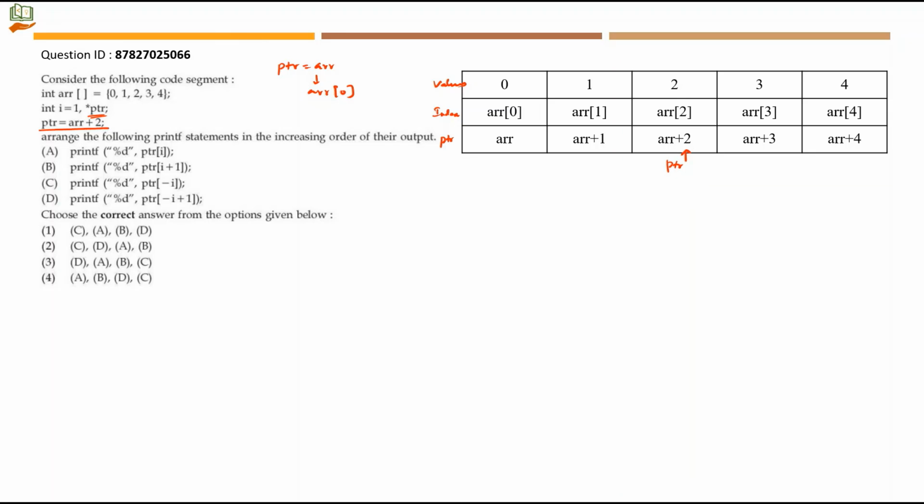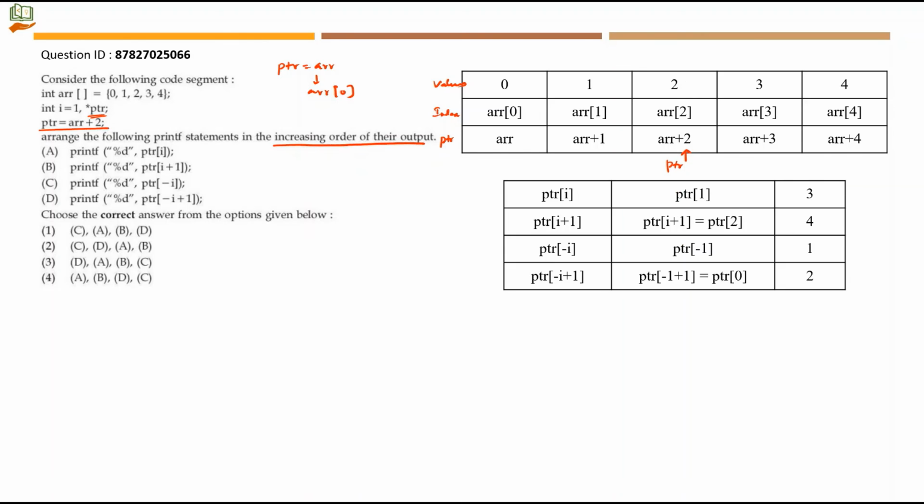Arrange the following printf statements in the increasing order of their output. The value of I is initialized to 1. What is PTR of 1 here? Since the pointer is here, this will be taken as the 0th index. When I say it is PTR of 1, it means it is referring to this position. This is PTR of 1. So I have the value 3 here.